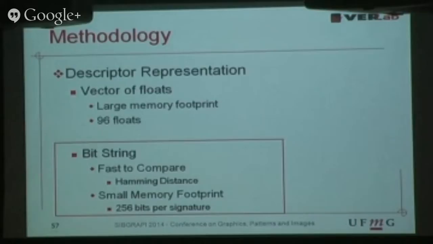That's for each descriptor. So the idea of using a bitstring is exactly that. You have a smaller footprint, and since it's a bitstring, you can do fast comparisons by using the Hamming distance. So it makes it fast. And of course, you can think of a bitstring as something very short. You usually have just 256 bits per signature.